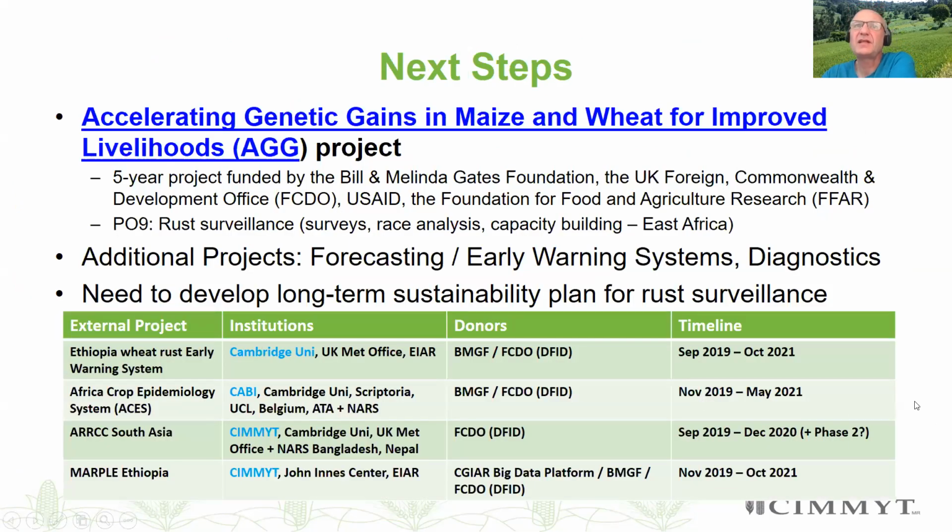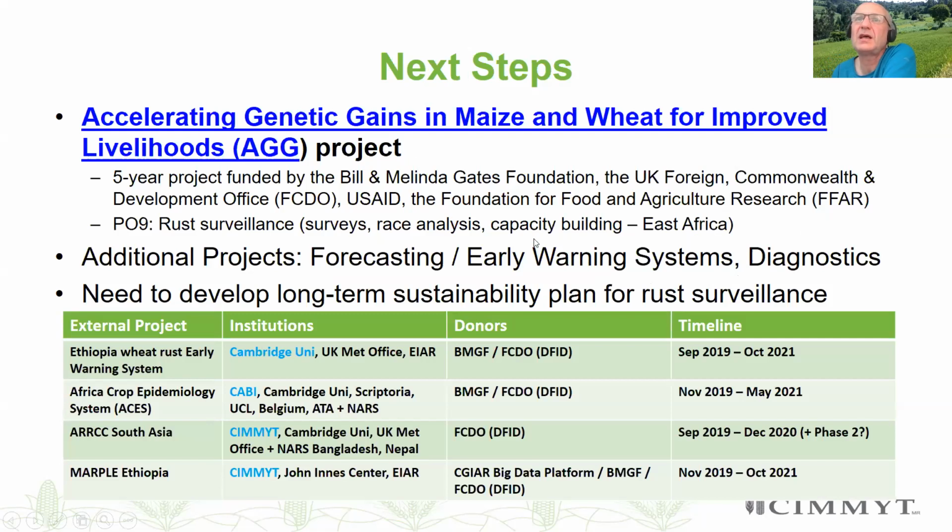In terms of next steps, we've been very fortunate. We've just got a new 5-year project that's been funded by Gates Foundation, the UK aid, USAID, and also the Foundation for Food and Agriculture Research. So this is accelerating genetic gains in maize and wheat for improved livelihoods. And one of the primary objectives is around rust surveillance.